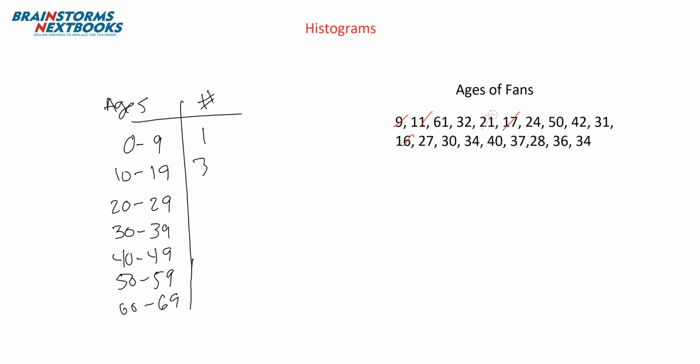Okay, I have 1. That's good. So 1 there. 20 to 29, there's 2. Okay, oh, there's another one, 3. Oh, and there's a 4th one. Okay, so good. So I have 4 people from 20 to 29.